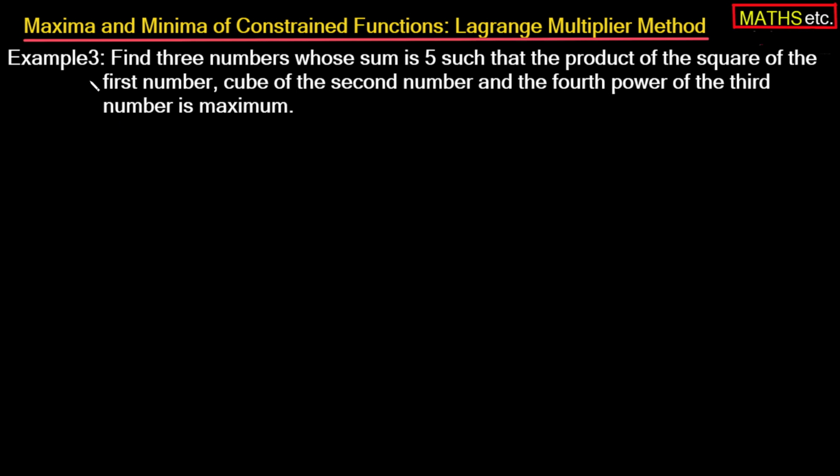So let us first read the statement of this problem. Find three numbers whose sum is 5 such that the product of the square of the first number, cube of the second number and the fourth power of the third number is maximum. So let us first make a mathematical formulation of this word problem.